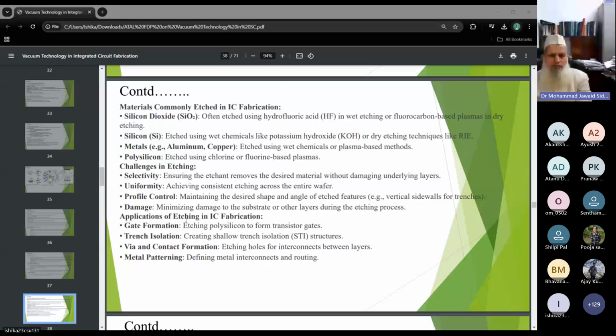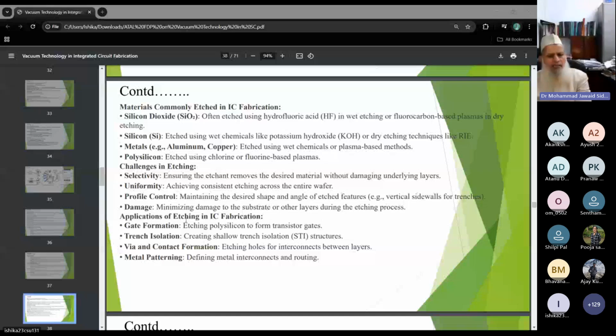Materials commonly etched in IC fabrication: silicon dioxide, often etched using hydrofluoric acid. Hydrofluoric acid is very efficient for etching silicon dioxide in wet etching. Silicon is etched using wet chemicals like potassium hydroxide or dry etching techniques like reactive ion etching. Metals like aluminum and copper are etched using wet chemicals or plasma-based methods. Polysilicon etching uses fluorine-based plasmas.